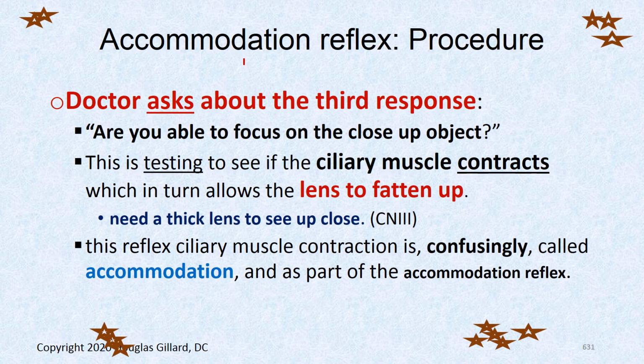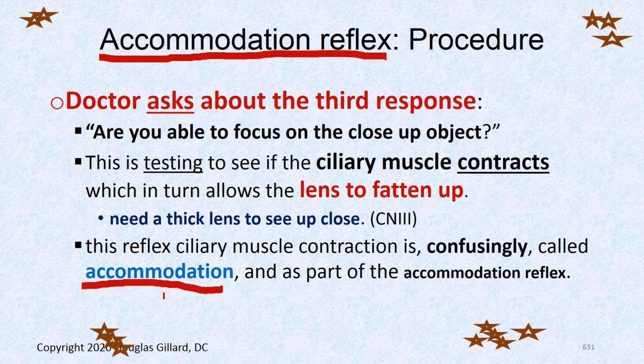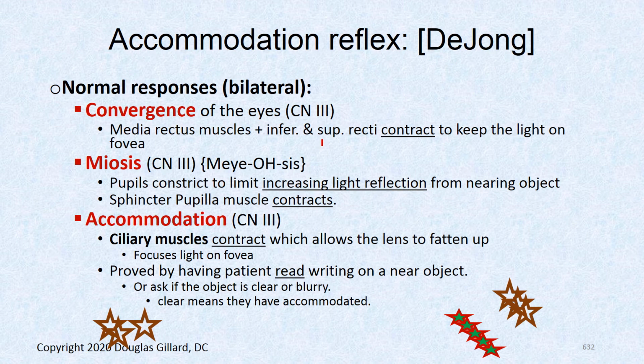So the third response, this is the confusing thing. It's called the accommodation reflex. One of the three components of the accommodation reflex is the accommodation response. Okay, so accommodation is part of the accommodation reflex. That's confusing. This is where you ask the patient, are you able to focus on the finger? If you have a pen, can you read a single word on the pen? And then in order to see the finger up close, they have to thicken the lens. And in order to do that, there are some muscles that have to be relaxed.